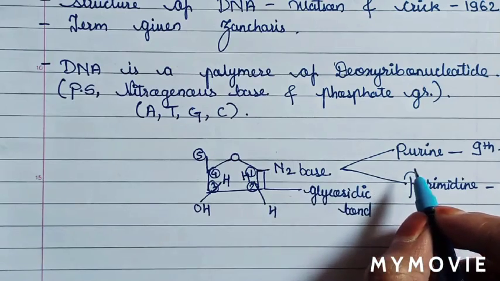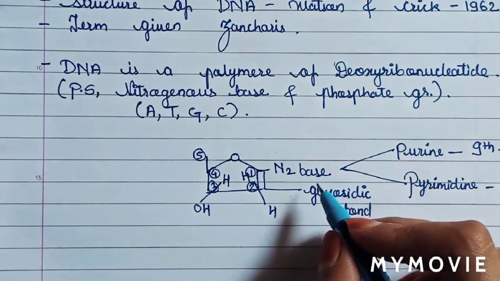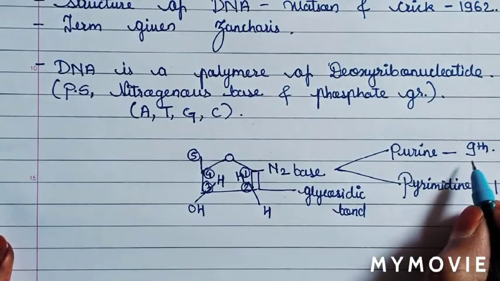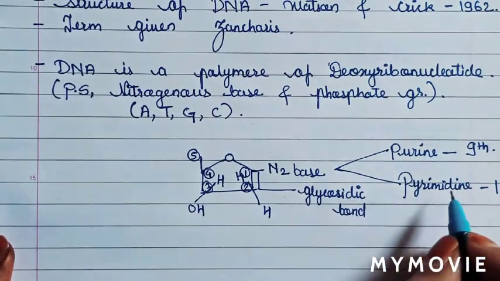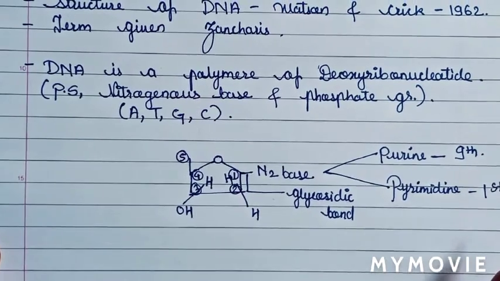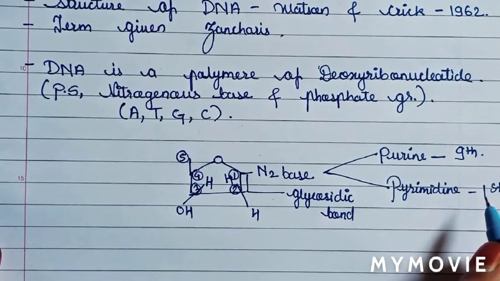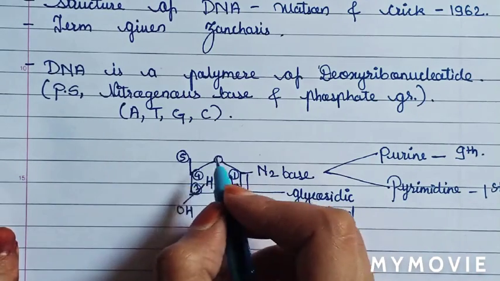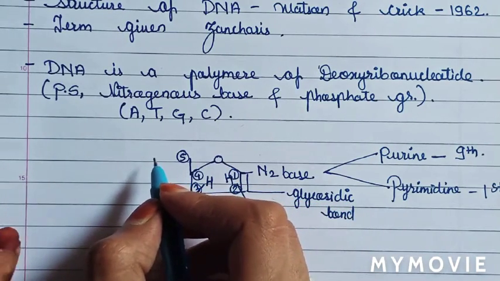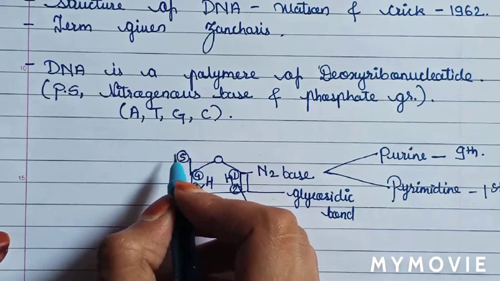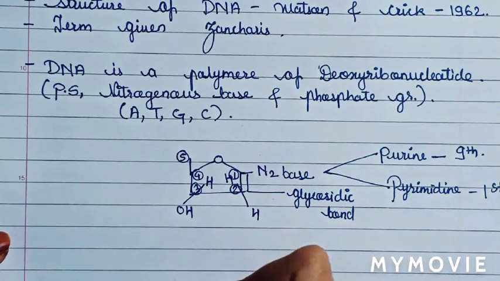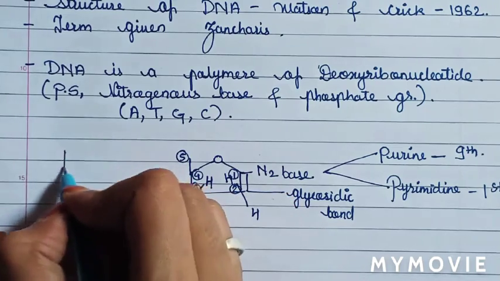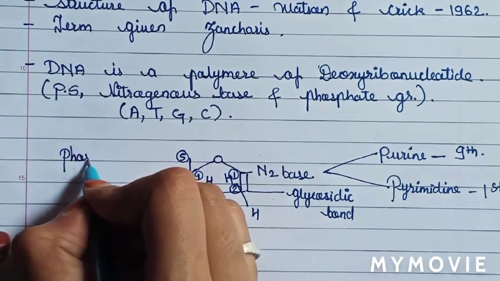If there is a purine in the place of the nitrogen base, then it will form the glycosidic bond at the 9th carbon, and if it is a pyrimidine, then it will form the glycosidic bond at the first carbon. Now we will see how the phosphate group, or the phosphoric acid, gets attached on the 5th carbon of the pentose sugar.